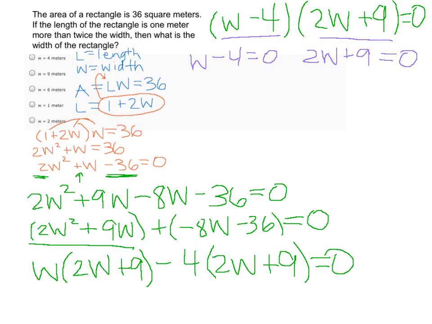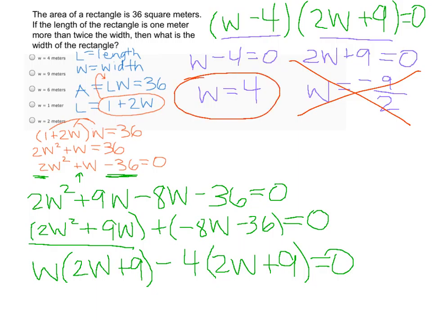And if we solve for w by getting w by itself, in this first one w equals 4, and in the second one we get w equals a negative 9 halves. However, it doesn't make sense for a width to be negative, so we know that negative 9 halves is not a valid answer, so our answer would be w is 4 meters, or A.